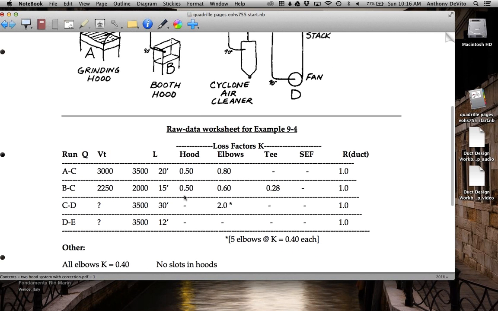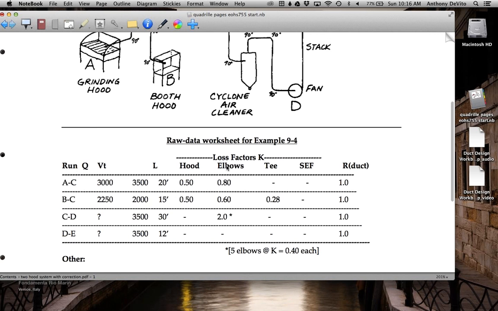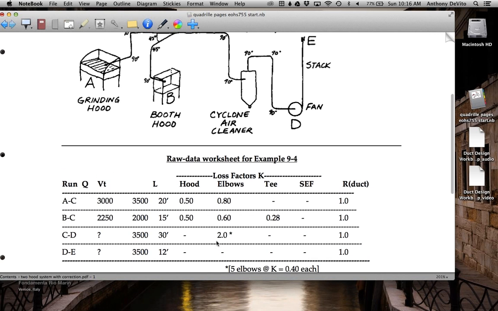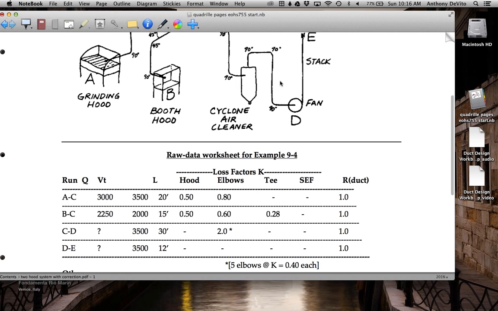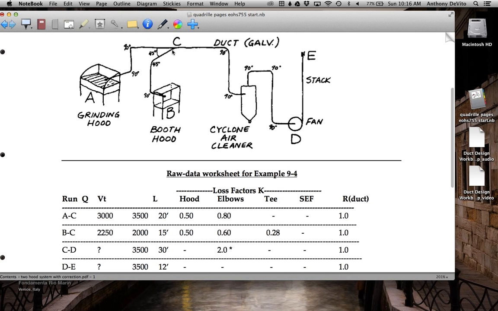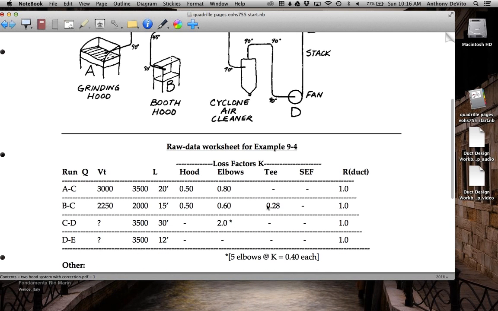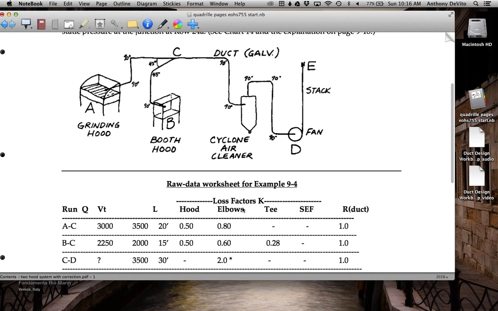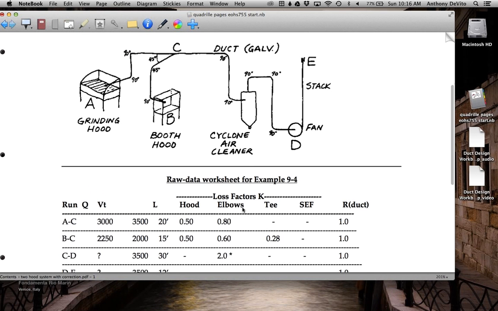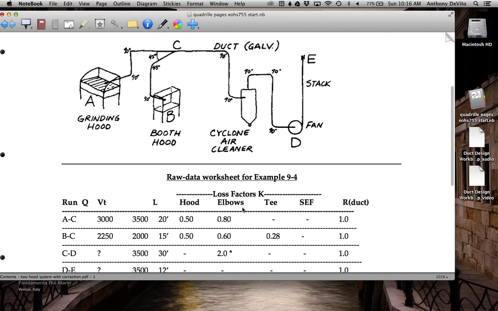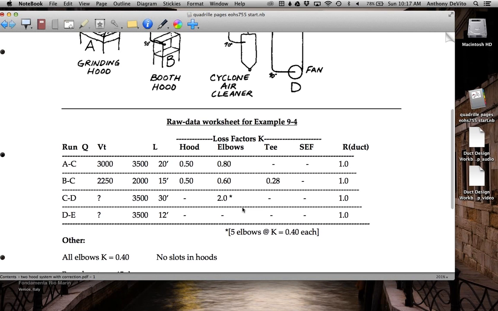Okay, now let's see if there's anything unusual here. Here's our T factor, which goes in the section, the branch B to C. Our elbow loss factors, you get them by adding things up. This really high one, 2.0, is because there were 5 elbows, each at 0.40. The T goes in at 45 degrees, so we know from before that it's the same 0.28. Nope, that looks like about it.